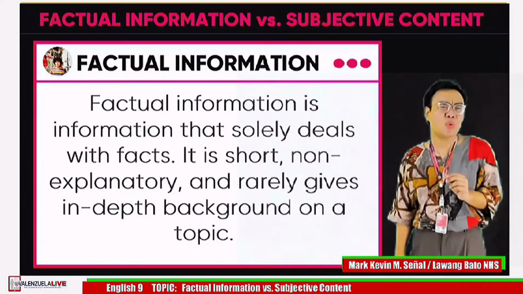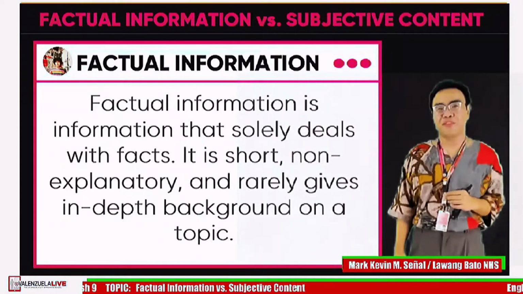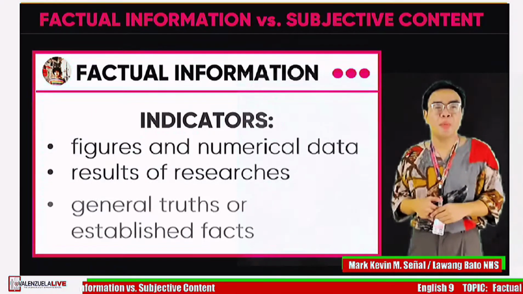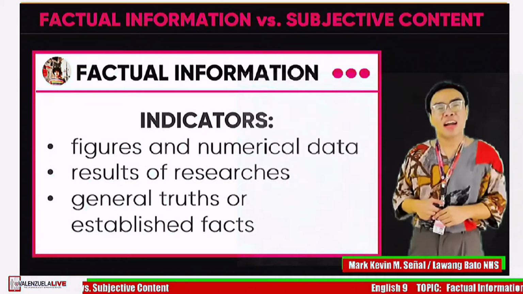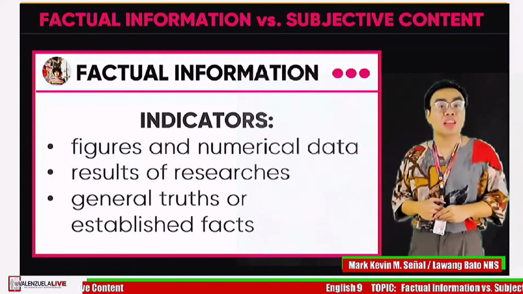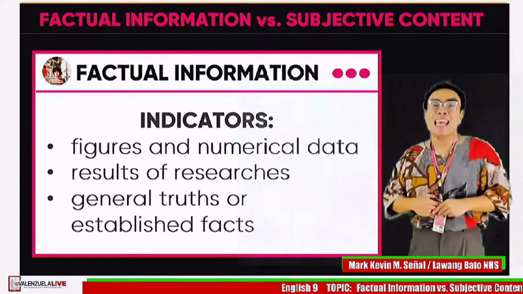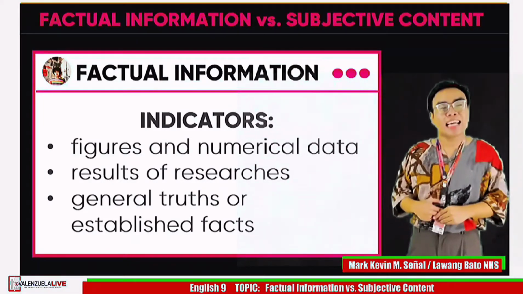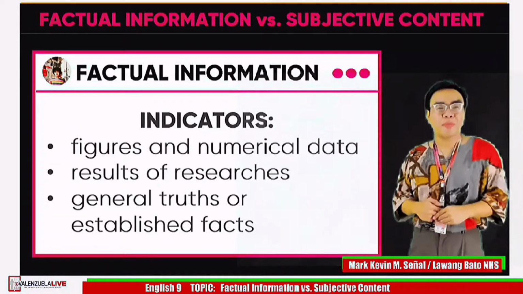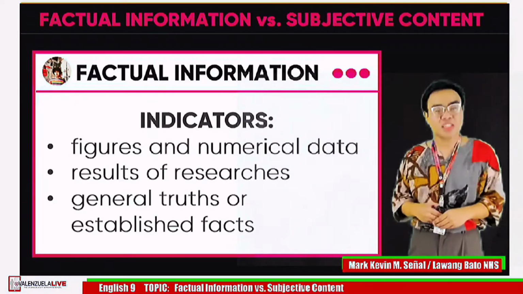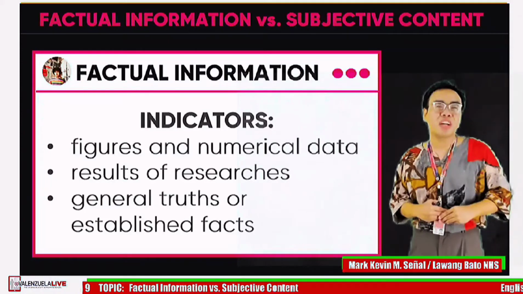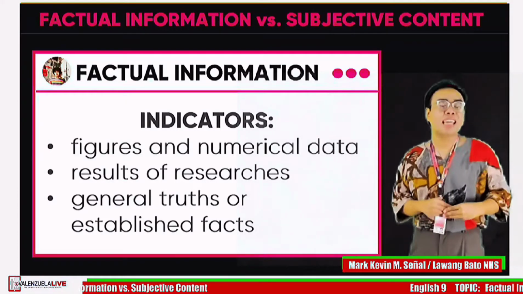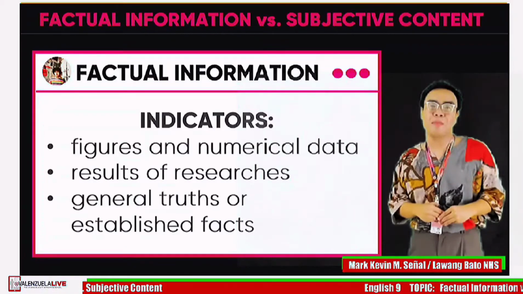But how can one indicate factual information? One indicator is figures and numerical data. Therefore, if the information is a result of a statistical treatment, it is usually a factual information. Another indicator would be if an information is a result of a research. These have undergone thorough analysis and observations, thus carry truthfulness in them.